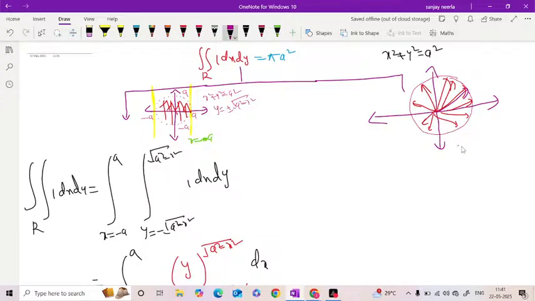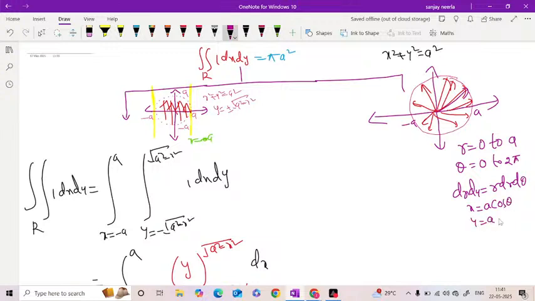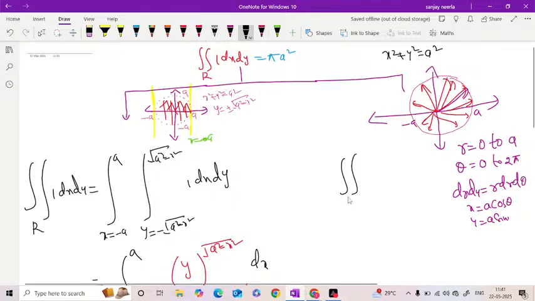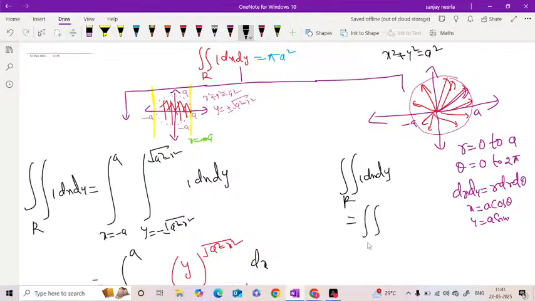X limits, r limits: r is equal to 0 to a, and theta is 0 to 2 pi. What is dx dy equal to? dx dy is equal to r dr d theta, and you have to substitute x is equal to a cos theta and y is equal to a sin theta only. Now our double integral is the integral of 1 into dx dy. This total result we will write as the double integral of r dr d theta, with limits r is equal to 0 to a and theta is equal to 0 to 2 pi.